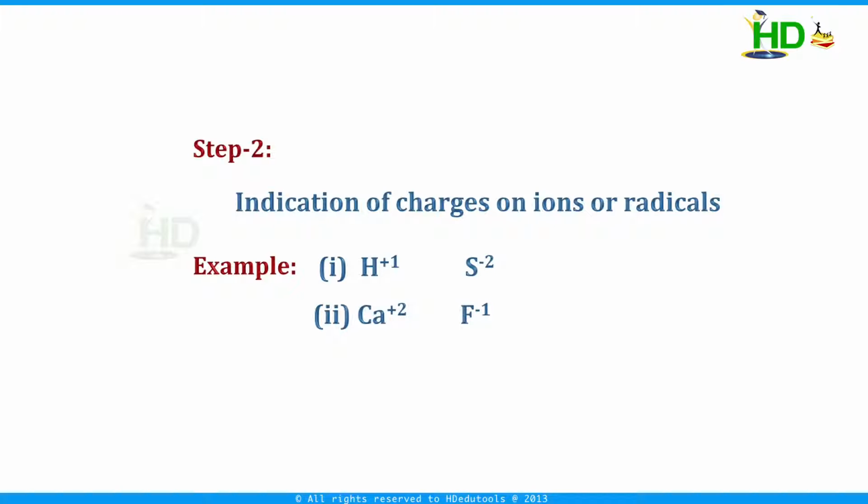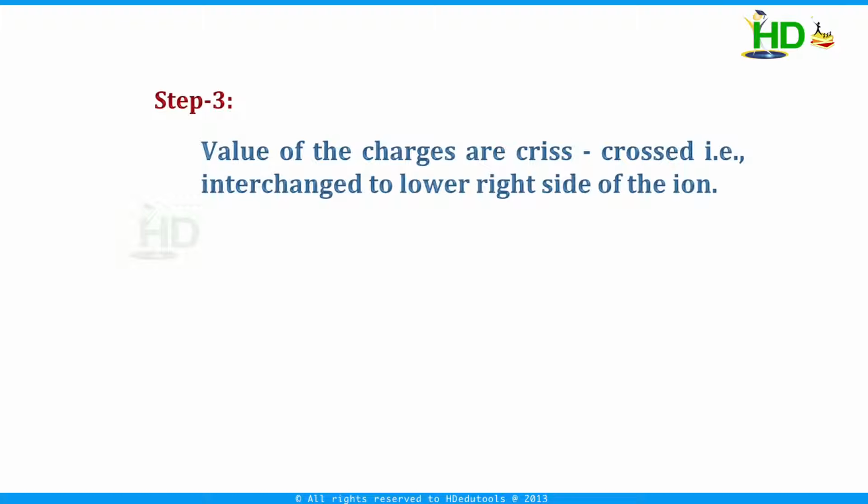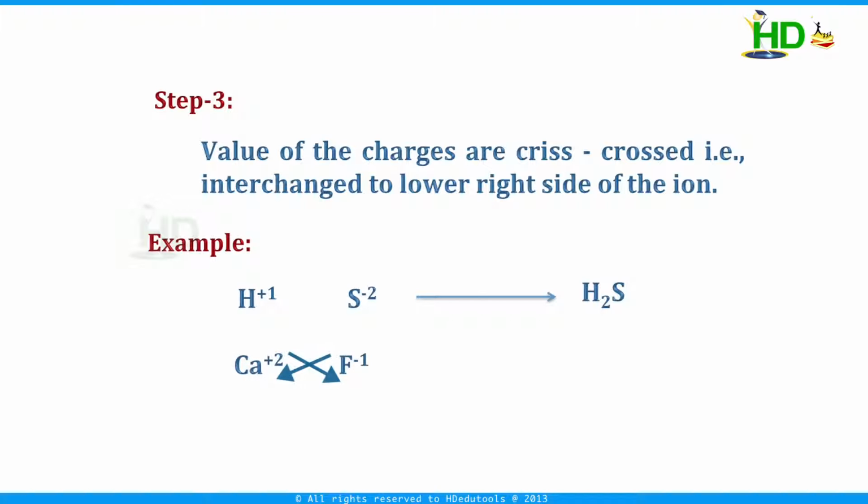Now you indicate the number of charges on the ions or radicals. H is plus 1, Ca is plus 2, S is minus 2, F is minus 1. And now the value of the charge on the ion or radical is interchanged and shifted to the lower right side of the other ion or radical. Suppose this 2 is shifted to this position and 1 is shifted to this position. Therefore, with the combination of H plus and S minus 2, we get H2S. With the combination of Ca plus 2 and F minus, we get CaF2.